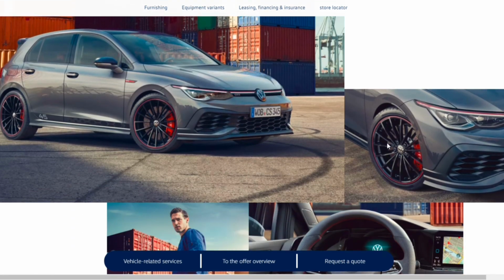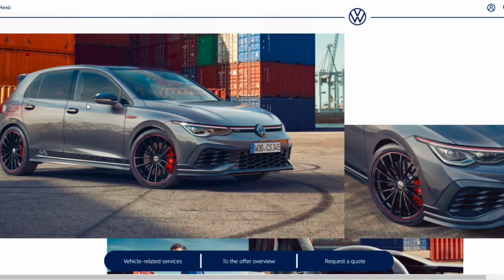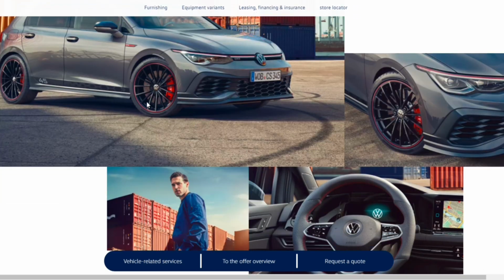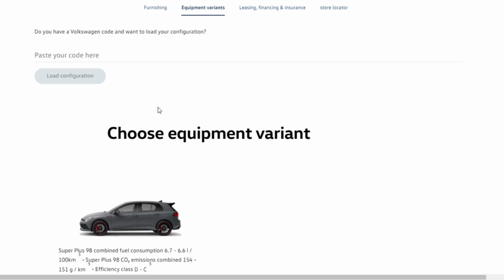You then get a few more pictures, as well as a man who looks really confused and potentially angry at his car for whatever reason. I wouldn't be, because it looks really cool in that grey, and particularly those wheels, they just look stunning. And there you go, you get an idea of it, and then you can order it, so that's great.